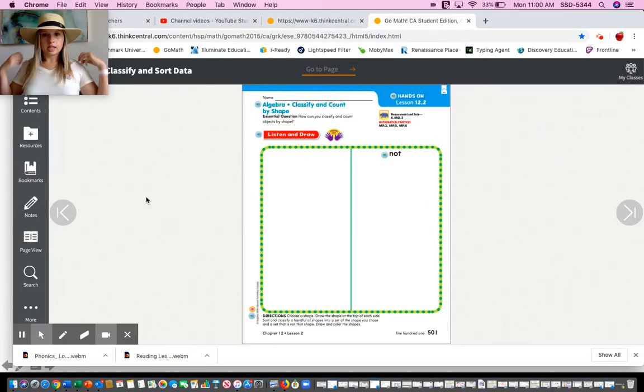Okay, go ahead and open your Go Math workbooks, and you should be on this page here that has the green square. Move your Post-it or your bookmark to this page, and we are on page 501 if you're lost.